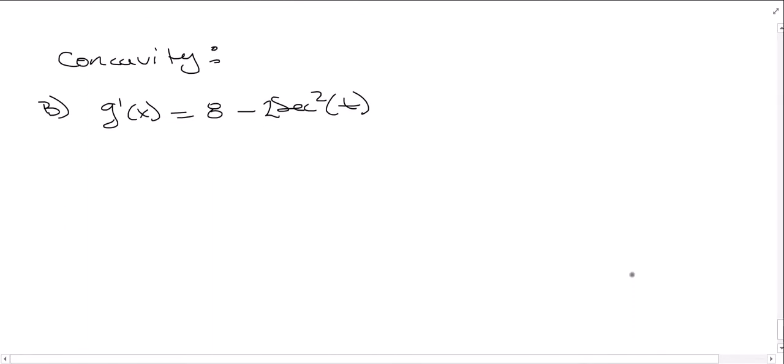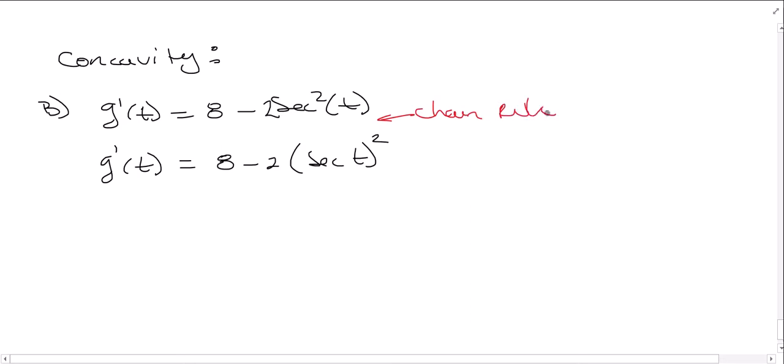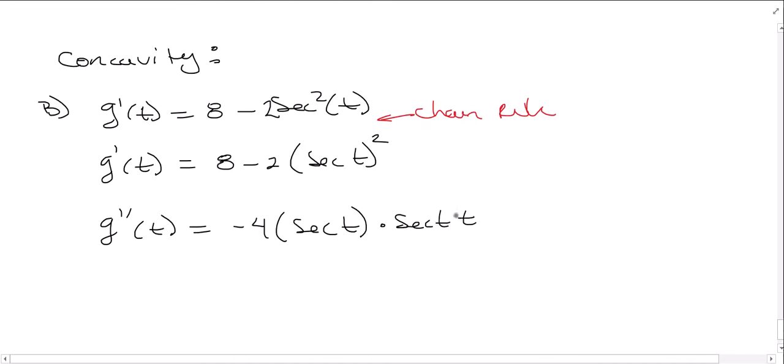All right, so now I want to take the second derivative, so g prime of t. Let me rewrite it as 8 minus 2 secant of t squared, so that I can use the chain rule. In order to take the derivative here, I need the chain rule. And so now the second derivative is that 0, and bring the power down, so I'm going to have minus 4, the inside stays the same, then times the derivative of the inside. The derivative of secant is secant tangent.